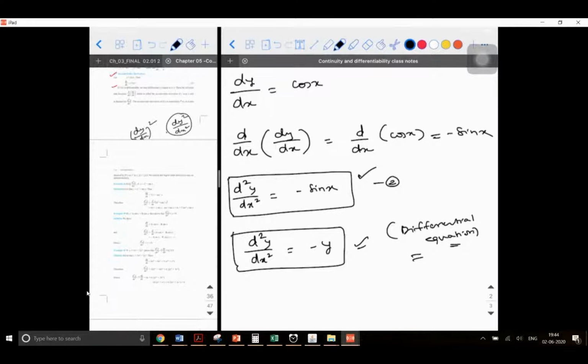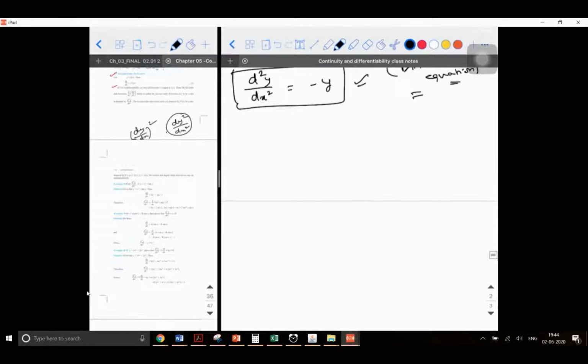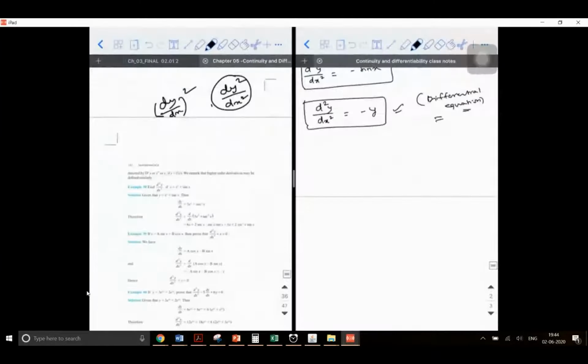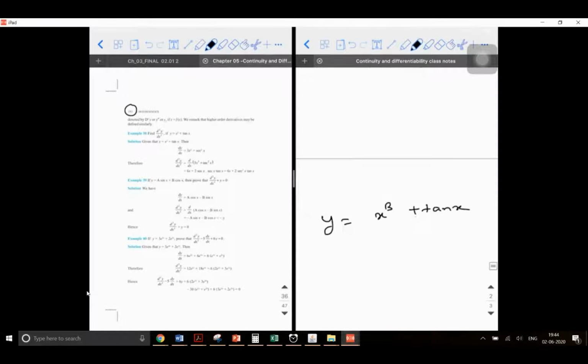Are you clear with this, everyone? Since I didn't get any doubt, I'm assuming that things are clear. We'll proceed with the example problems. Go to page number 182 in your textbook. Page 182, example 38. So what is example 38? Find d square y by dx square if y is equal to x cube plus tan x. Okay, y is equal to x cube plus tan x.